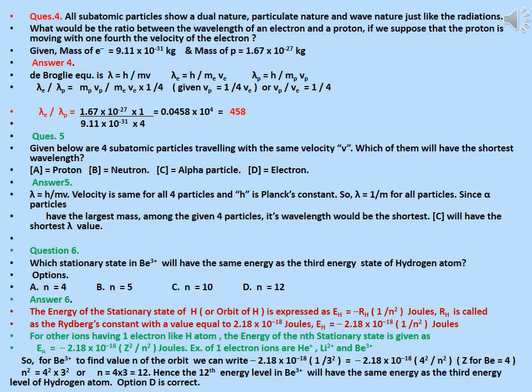Hence the 12th energy level in Be3+ will have the same energy as the third energy level of the hydrogen atom. Hence option D is the correct option.